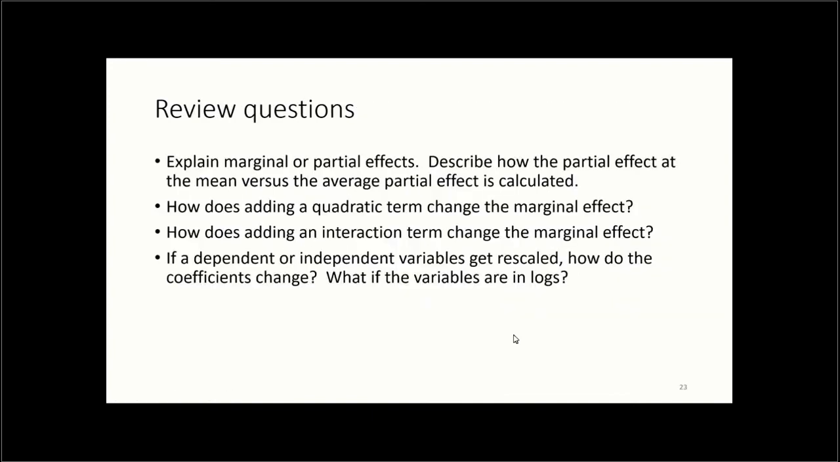So here are the review questions. Explain marginal or partial effects. Describe how the partial effect at the mean versus the average partial effect is calculated. Does adding a quadratic term change the marginal effect? And how does adding an interaction term change the marginal effect? If the dependent or independent variables get rescaled, how do the coefficients change? And what if the variables are in logs?